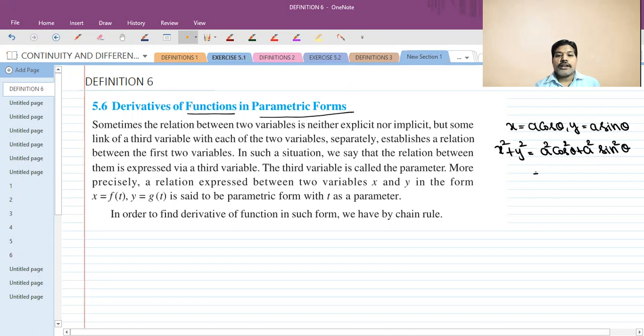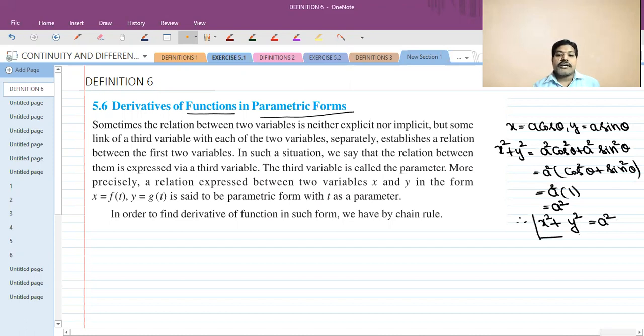So automatically, if you take a square common here, it will become cos square theta plus sin square theta. This value is a square into 1, so this is equal to a square. Therefore, these two, x is equal to a cos theta, y is equal to a sin theta, represent an equation that is nothing but x square plus y square is equal to a square.